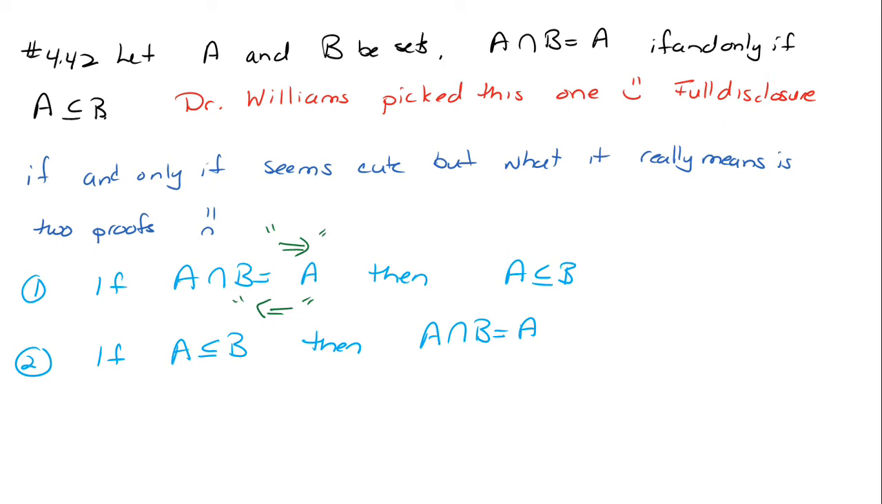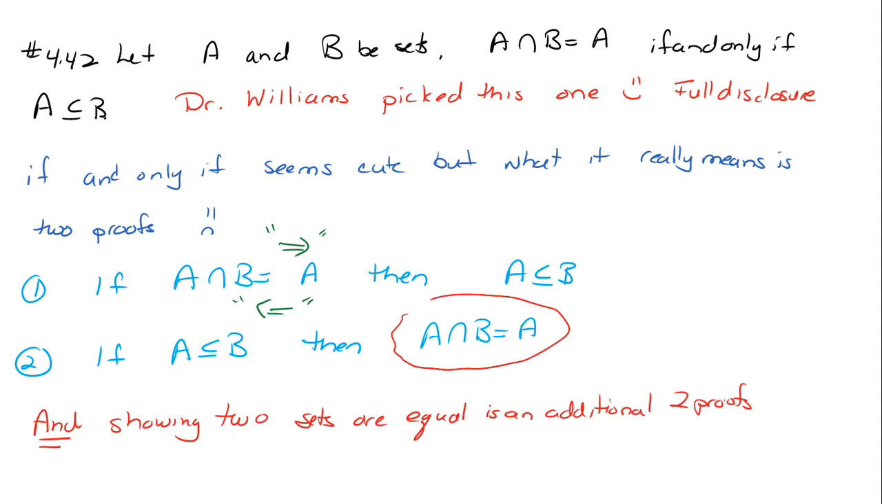So I do use symbols, but you'll see that I decode those symbols within the writing so that's not overwhelming. All right, another bad thing about this proof, we're not done. We've got two proofs here too. Whenever I have to show two sets are equal, it's an additional two proofs. This is standard operating procedure.